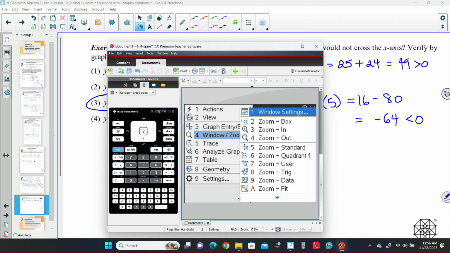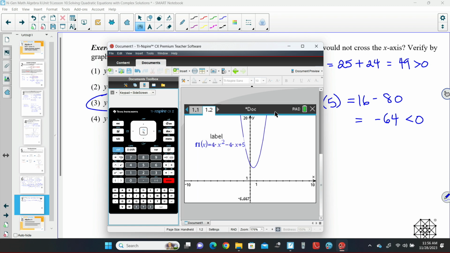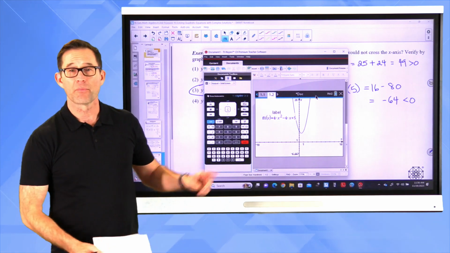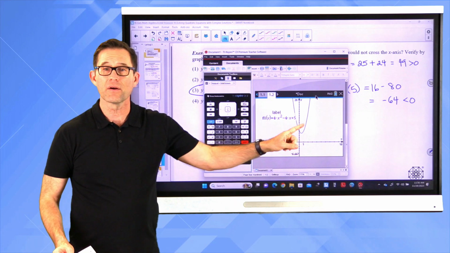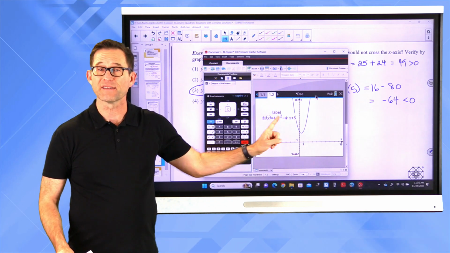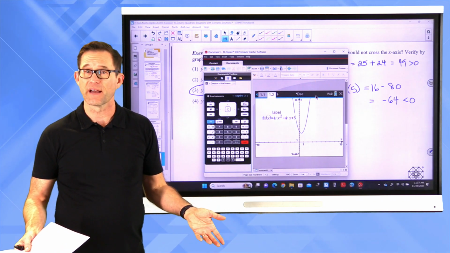Now let me just take a look really quick. Let me go into my window settings. I'm going to make my Y window just a bit bigger, maybe go up to 20. And there it's a little bit more obvious, right? We've got a parabola, comes down here, opens back upward. Our minimum value is above the x-axis and it's pointing upward on both ends. That thing never hits the x-axis.